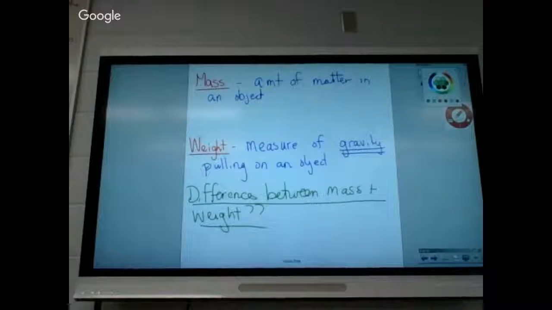Okay, weight involves gravity and mass does not. Weight involves gravity. Okay? Go somewhere with that. It doesn't have to be about complicating stuff, as long as it's right. You'll get points for it. It was right. I'm telling you to go somewhere with it now. So weight involves gravity and mass doesn't. So what does that tell us?